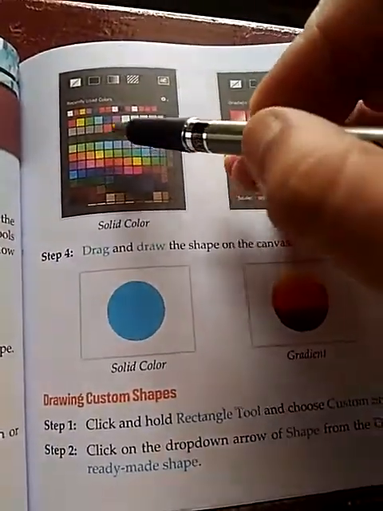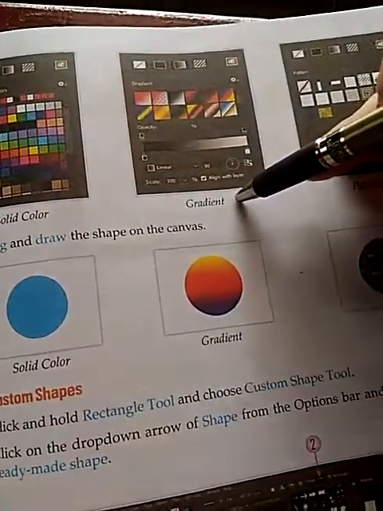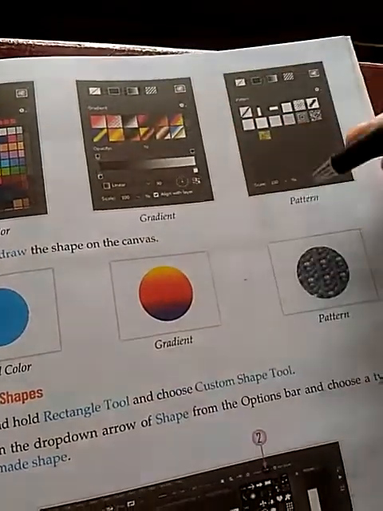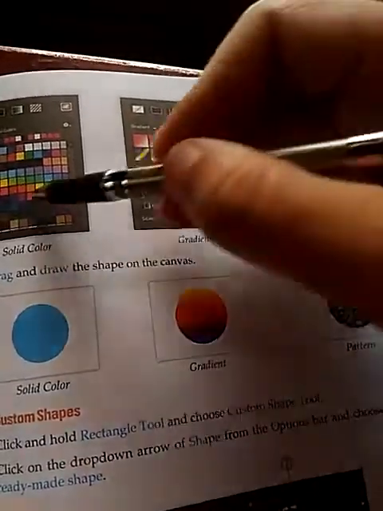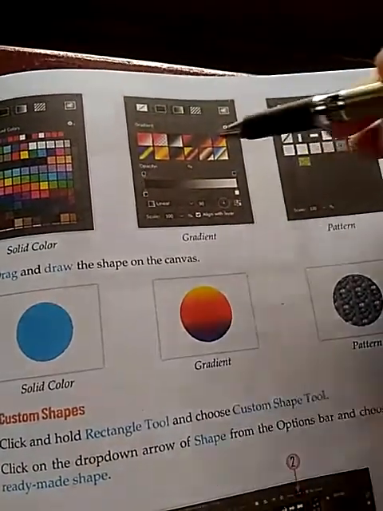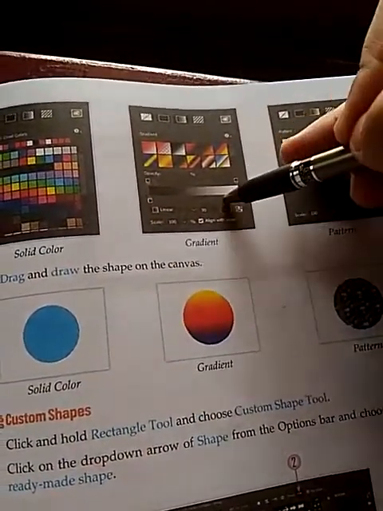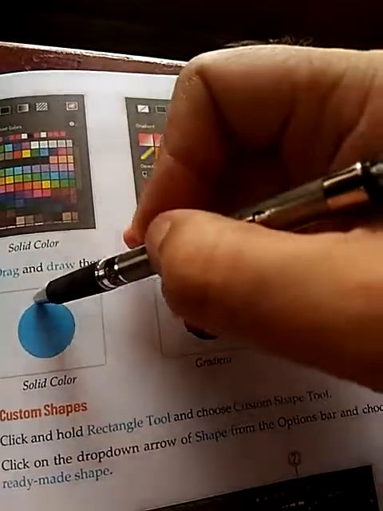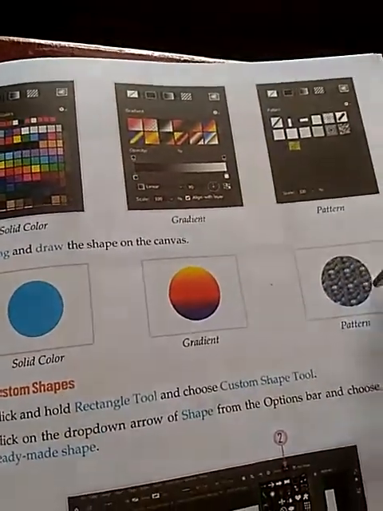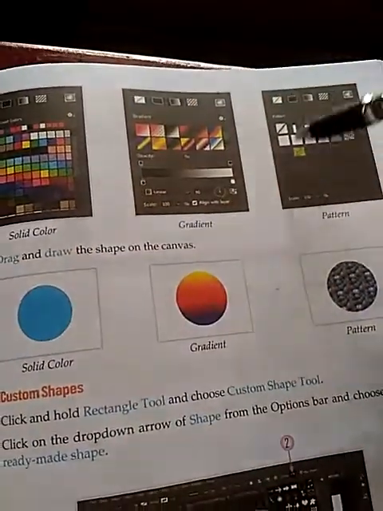It is showing color patterns, it is showing gradient, and it is showing patterns. Whatever you want to select, you can select it from the option bar, and after the selection, the drawn object on the canvas will have the same thing which you have selected.